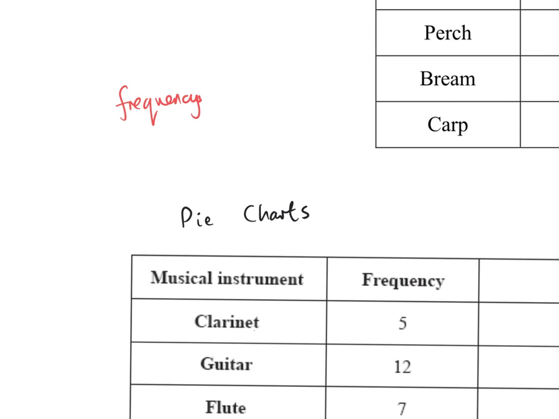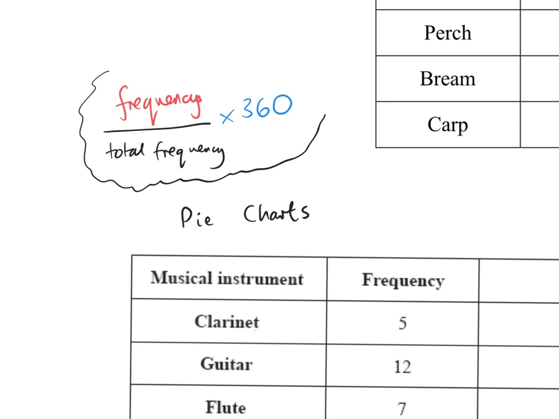So it's going to be frequency, divided by the total frequency, and then think how many degrees go into a pie chart. It's 360, and that is our really important formula.